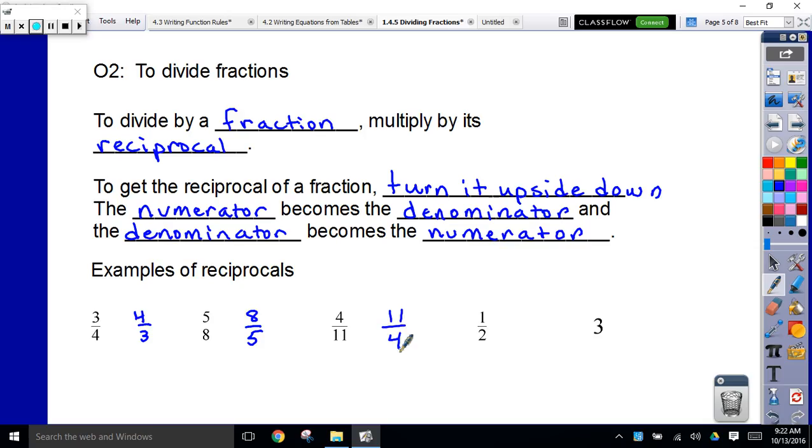How about the reciprocal of 1/2? Jonathan? 2 over 1. How else could we say that? What is 2 over 1? Yeah, I could just say 2. Okay, how about the reciprocal of 3? Johnny, what do you want to try? 1 over 3. Good, it's 1 over 3 because remember we can write 3 as 3 over 1, so its reciprocal is 1 over 3.